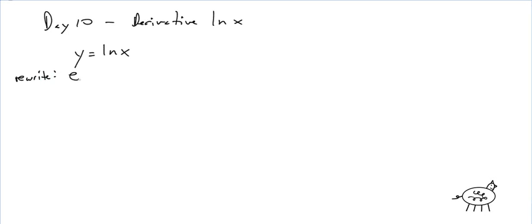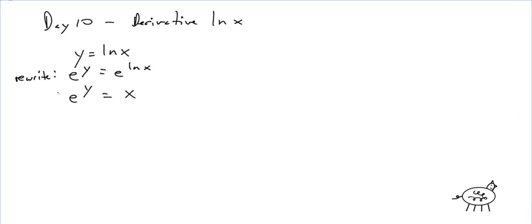And let's do e to both sides. So e to the y equals e to the ln of x. Now, you already know our properties of, if I say e to the ln of something, it's just that something, so it's equal to x. And so we have e to the y equals x.